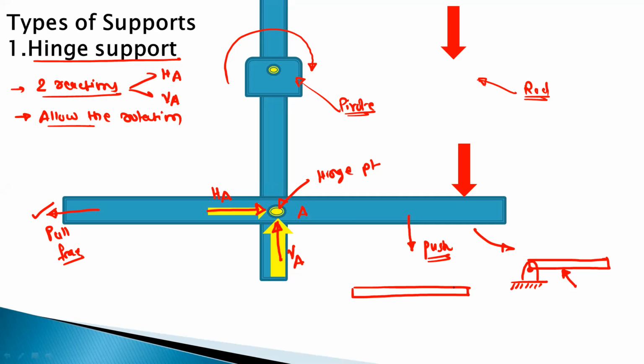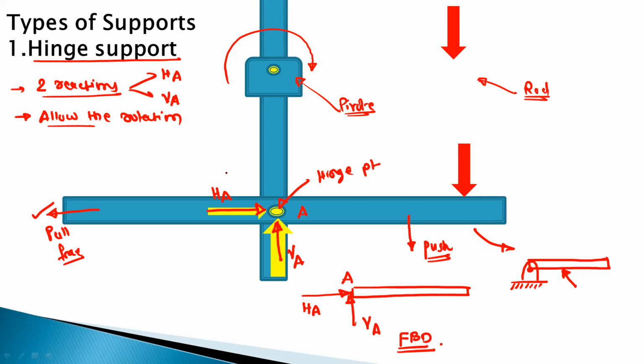So this is the free body diagram. At this point, that is the point A, where the hinge joint is connected. This is the vertical reaction VA, and there will be horizontal reaction HA. So this is the free body diagram for the hinge joint.